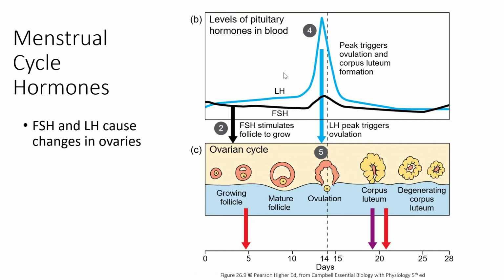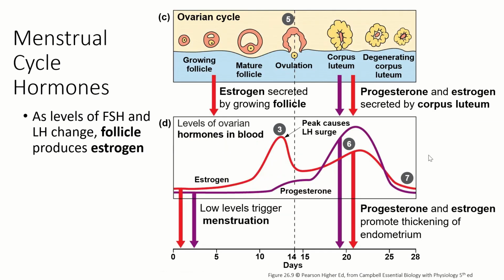All right, so the luteinizing hormone and follicle stimulating hormone levels are shown up here. Remember, these are released by the pituitary gland in the brain. Those are going to cause changes inside the ovary itself. And as we can see, the follicle stimulating hormone causes the follicle to grow. And then that peak is what causes ovulation. And then after that peak, the levels of both of those hormones decrease. That causes the corpus luteum to appear.